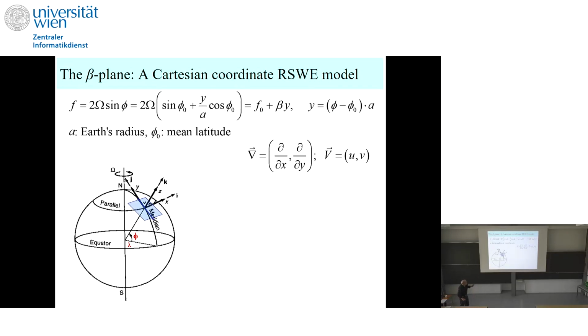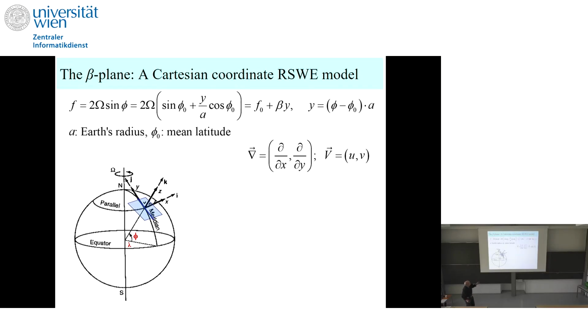Now, on that plane, we can have 2 approximations for the Coriolis frequency. One of them is that the frequency is constant, as if there is no change in latitude when you move north and south along the plane. This is a very crude approximation, and it's called the f-plane. Why is it the f-plane? Number 1, it's a plane. Number 2, f is assumed constant there.